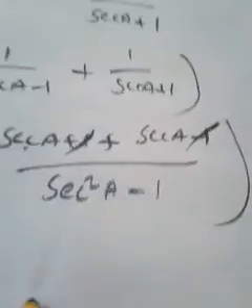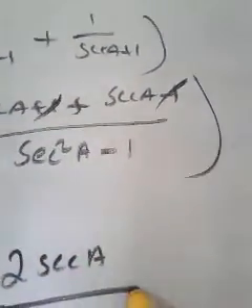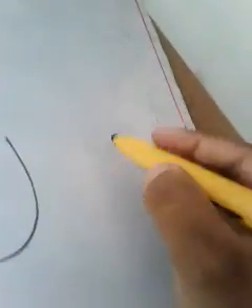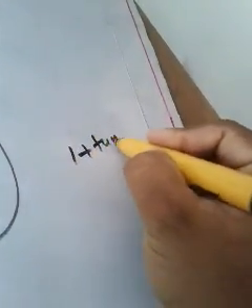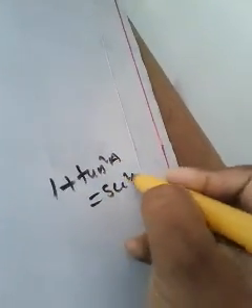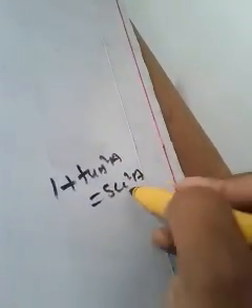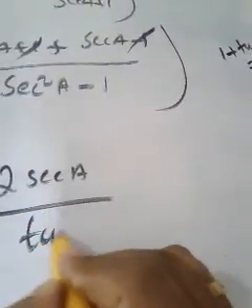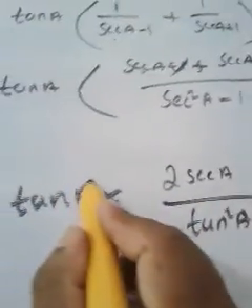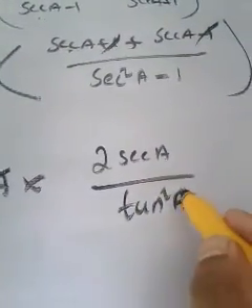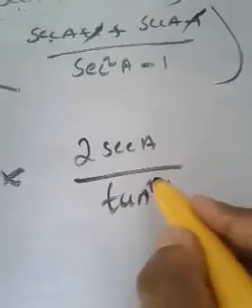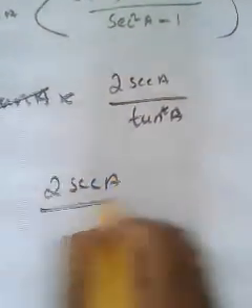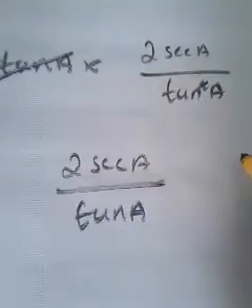What is cot A plus cot A? 2 cot A. And what is cot square A minus 1? We have an identity 1 plus cot square A is equal to cosec square A. From this identity we found that cosec square A minus 1 will be cot square A. Now we just see the magic. You can cancel this tan A, and here 2 tan A exists, so you can cancel one tan A. So what will we get? 2 cot A divided by tan A.